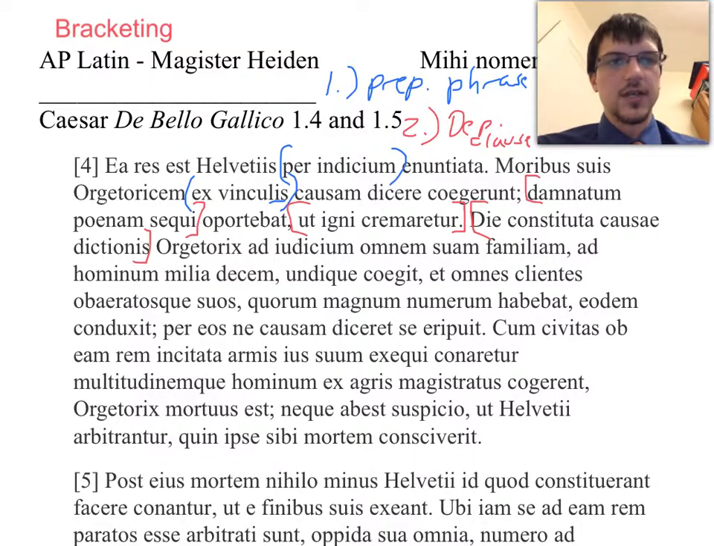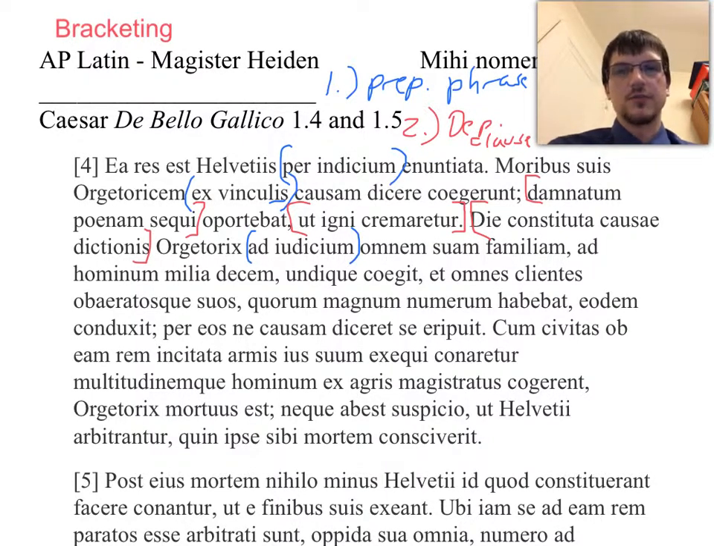Moving on, we have ob, and we know that ob takes an accusative. Judicium is indeed accusative. Note how we don't go all the way through omnem suam familiam. We end with our first accusative as long as there's no et or some kind of thing modifying our accusative. In this case, there are none of those. We see ob again here, okay?